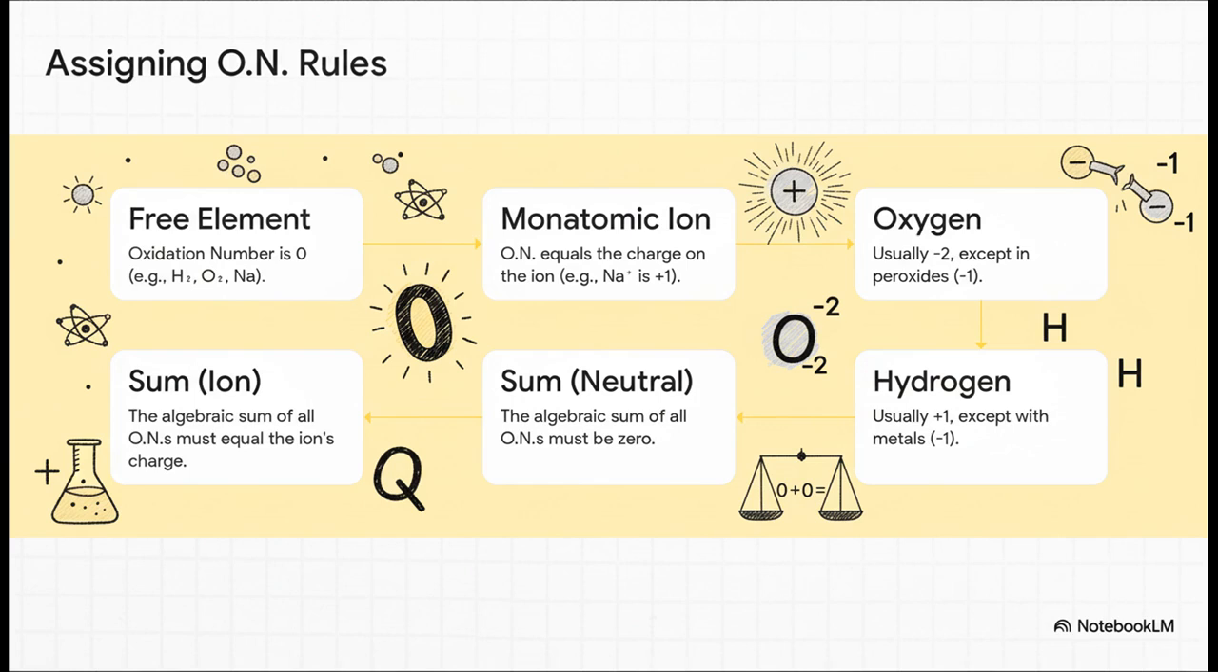Okay, pay very close attention here. This slide is super important. Maybe even take a quick screenshot for your notes. So any element all by itself, like O2 or just Na, its oxidation number is 0. For a simple ion, it's just its charge.